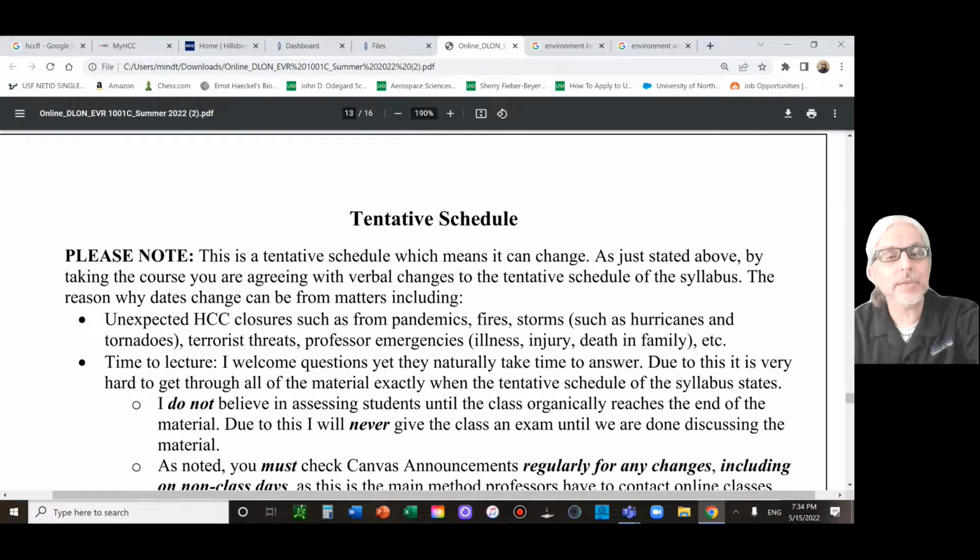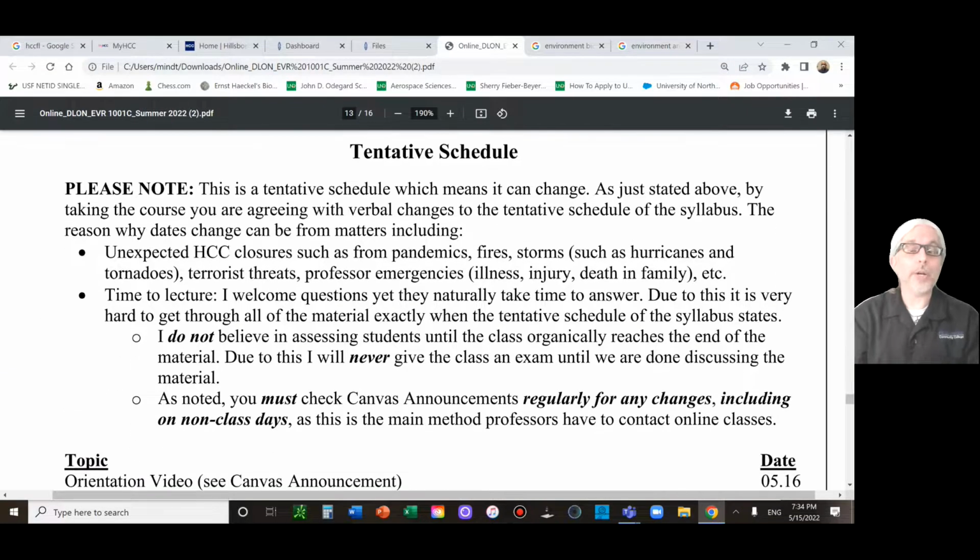All right, that finally gets us to the tentative schedule. Now, I also learned this the hard way when I first started teaching decades ago. Notice it doesn't say schedule. Yeah, it can't just say schedule because things happen.